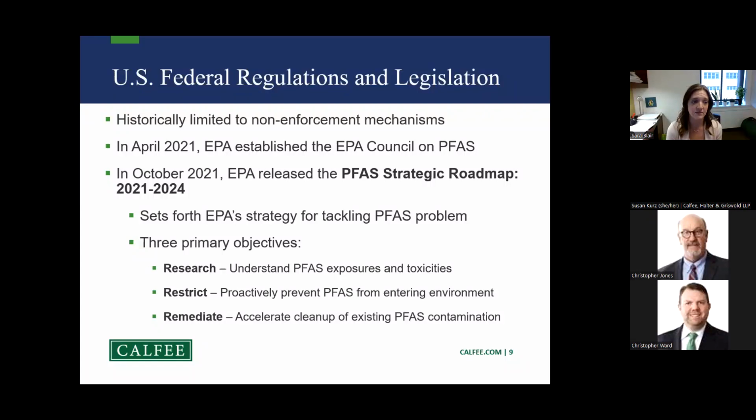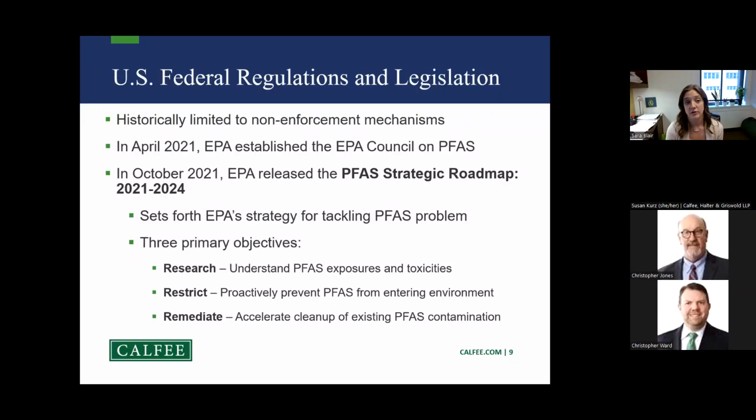The second objective is to restrict, which includes proactively preventing PFAS from entering the air, land, and water. The EPA plans to harmonize actions under all the statutory authorities to control and prevent PFAS contamination and minimize exposure to PFAS. And they intend to place responsibility for limiting exposures on manufacturers, processors, distributors, importers, and treatment facilities.